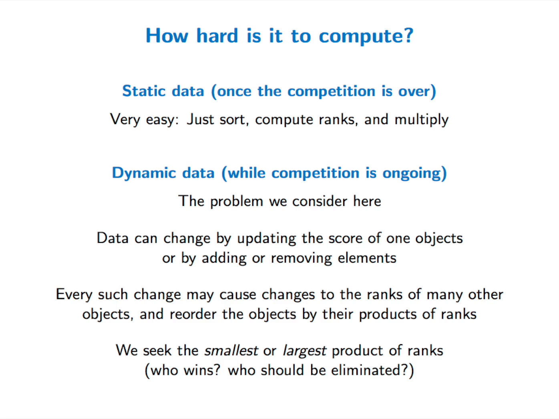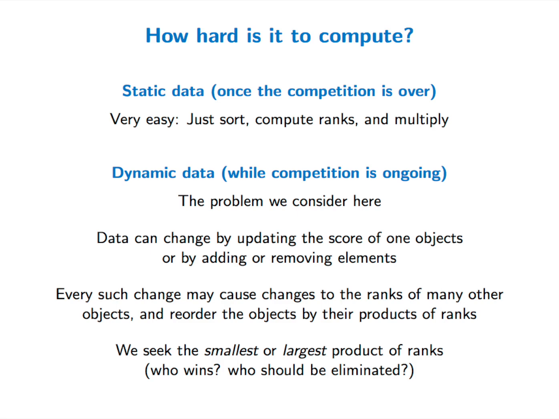The problem that I'm going to be looking at is trickier because the data is dynamic. I want to understand what's happening while the competition is ongoing. How does a new score from a new competitor affect the outcome? Can we predict the score that a competitor will need to make in order to win? In this application, the data can change by updating one of the scores of one of the competitors or by adding a new competitor to the field. We may also consider eliminating competitors who perform poorly and determining how that affects the remaining field.